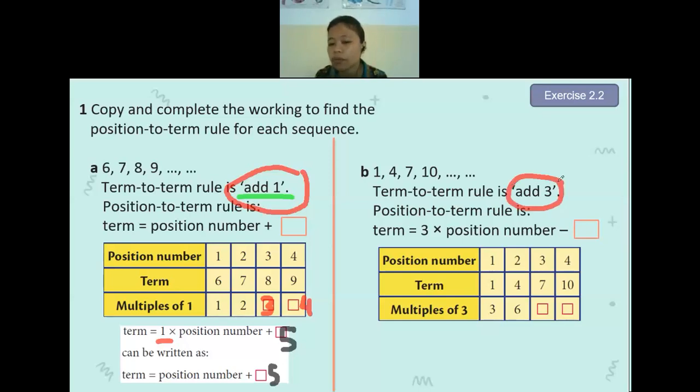Is there anyone confused about finding the term to term rule? No? If you are not confused, it means because this is 3, we already have 3 times position number. So now the other thing we have to do is find the multiples of 3. So 3, 6, after 6 will be what number? 9, okay. After 9 will be what number? 12, okay.